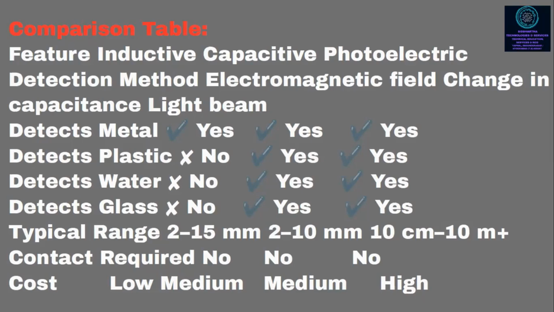Detect glass: in the first case, no; second case, yes; and third case, yes. That is, capacitive and photoelectric sensors will detect it. Now, typical range for the first one, inductive, is 2 to 15 mm. Second one is 1 to 10 mm. And the third one is very high, 10 centimeters up to 10 meters plus.